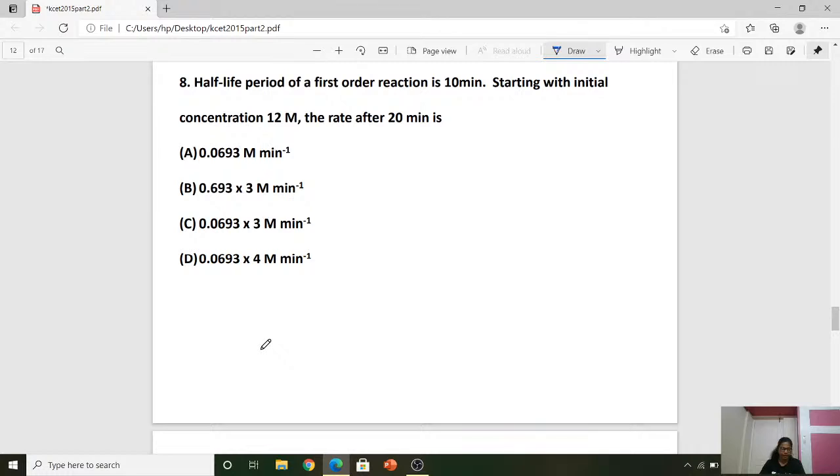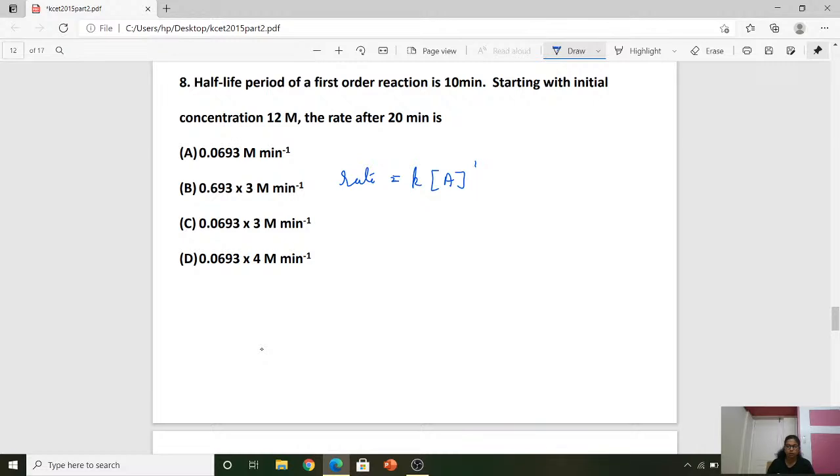So go to the next one. The half-life period of a first order reaction is 10 minutes. Starting with initial concentration 12 molar, the rate after 20 minutes is asked. So rate is equal to K into A, the reactant, to the power 1, because it is said that it is a first order reaction. So rate is equal to K into A to the power 1, isn't it?